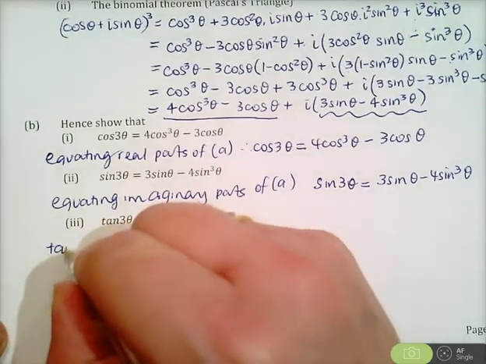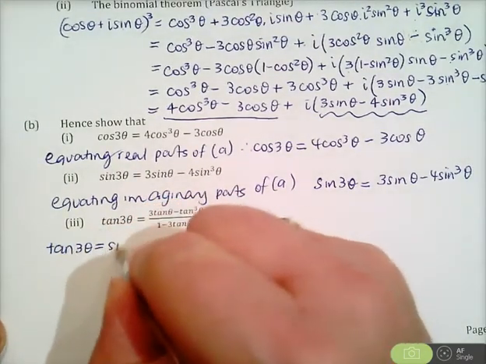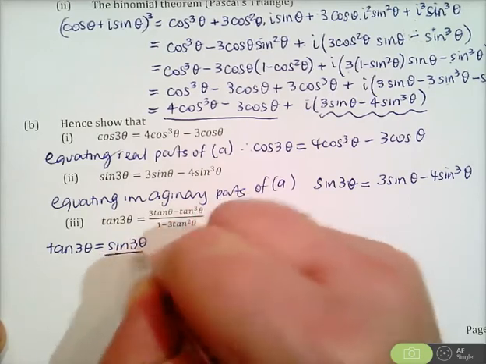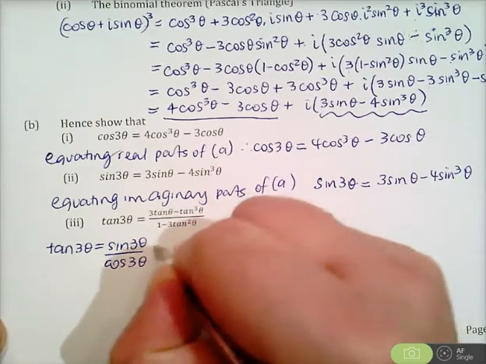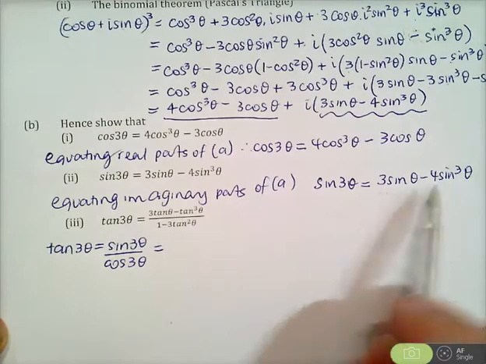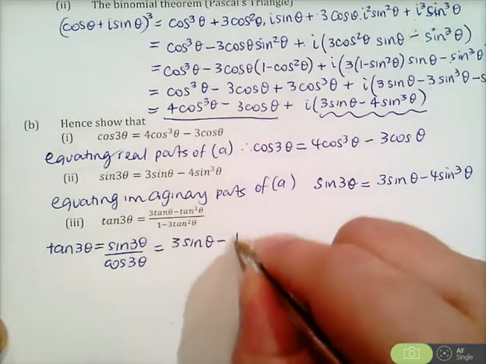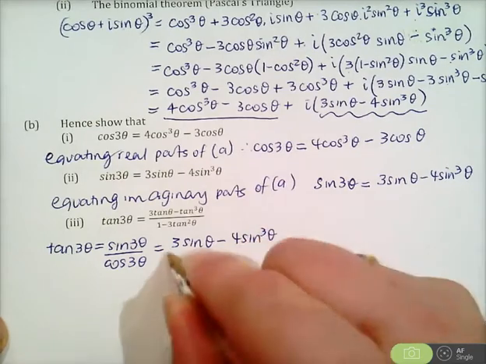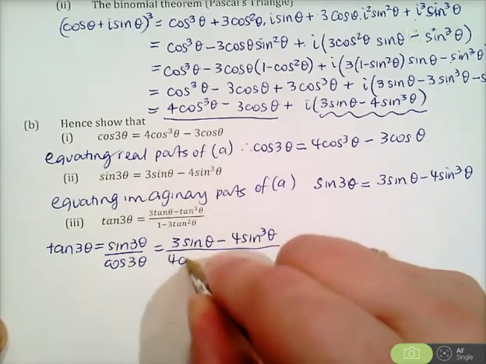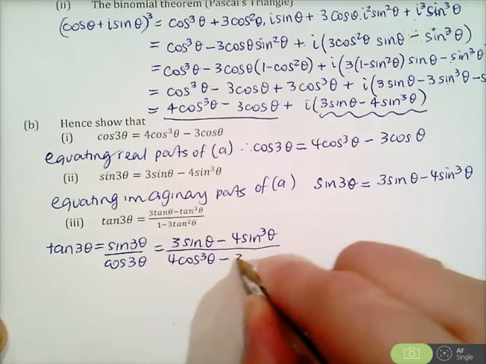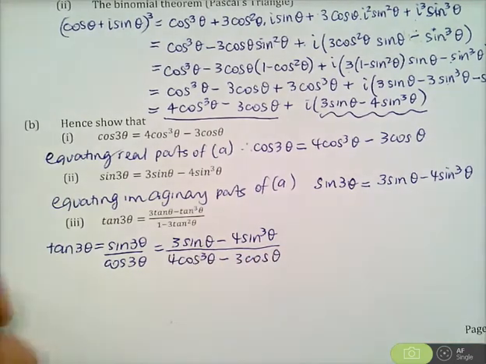Now we know that tan of 3 theta is sine 3 theta over cos 3 theta. Now we can substitute in our expressions there, which is (3 sine theta minus 4 sine cubed theta) over (4 cos cubed theta minus 3 cos theta). Now we're trying to end up with an expression in tan. We know that sine over cos is tan.